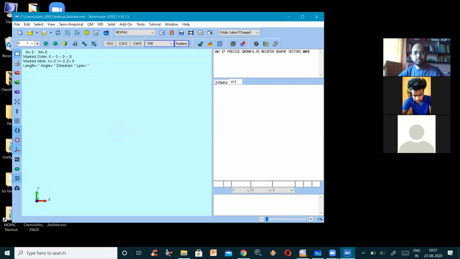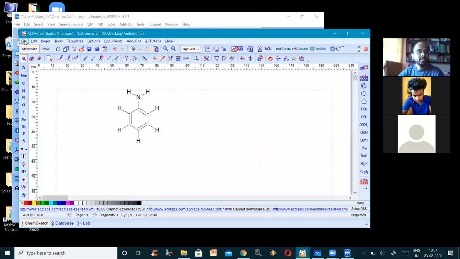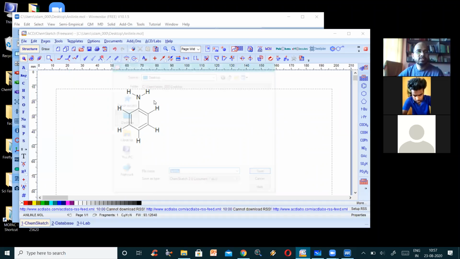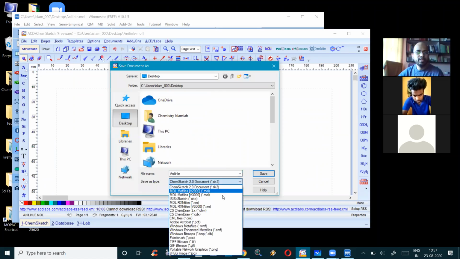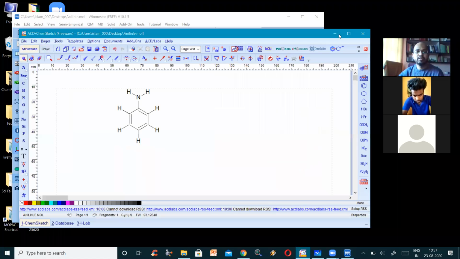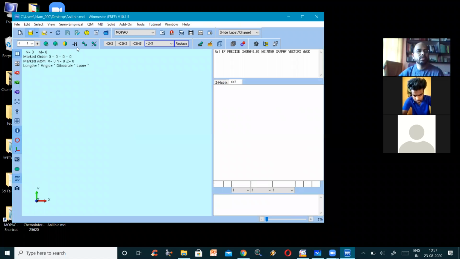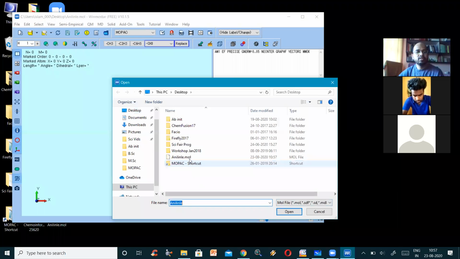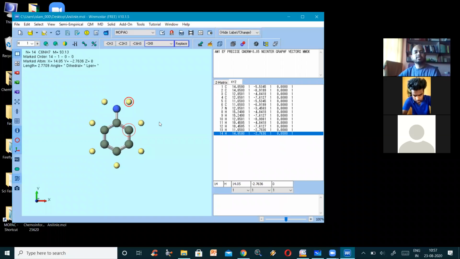So it is not supported. And go back again and save it as mol2 file version 2000. Mol. Save. Minimize this window. Go there. Mol. So here it is. Now you can see the bonds are not connected. The bonds are not connected.